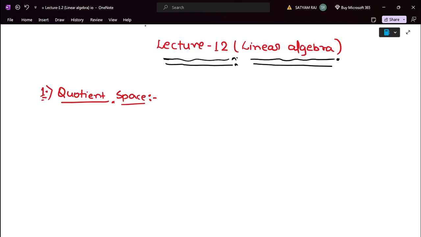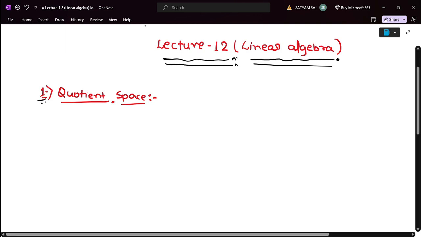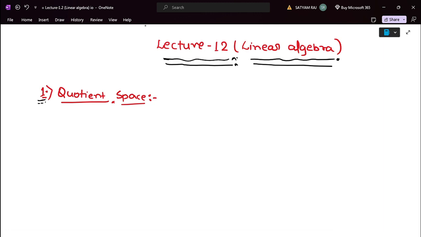At first, we will discuss the quotient space. Okay, what is a quotient space? And then we will discuss whether the quotient space is a subspace of the vector space V. We will solve this question, and then we will prove that the quotient space is actually a vector space.